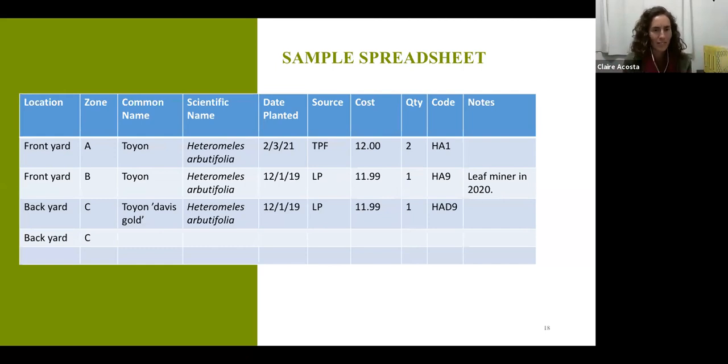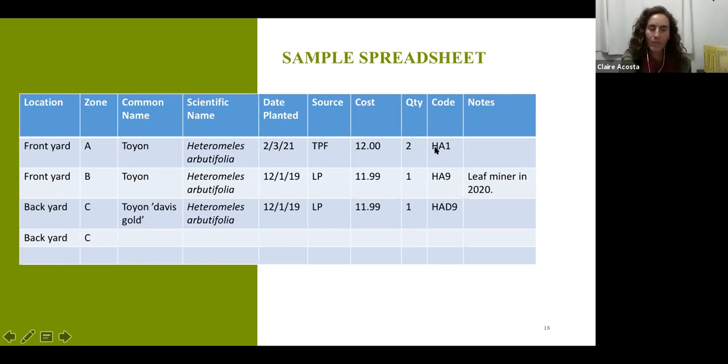Obviously you want the date planted. Here I made something up, and you can have the source, like Theodore Payne, or this one from Las Pilitas. You can put the cost if that's important to you, and the quantity. You can also create alphanumeric codes that could correspond to a map, including whatever information is important to you.